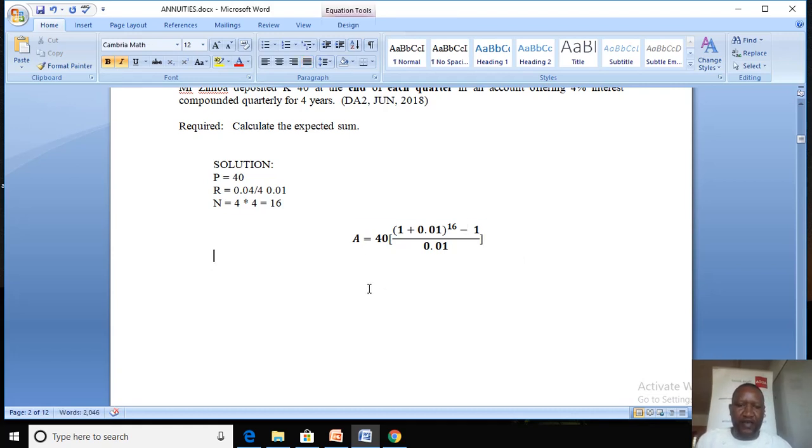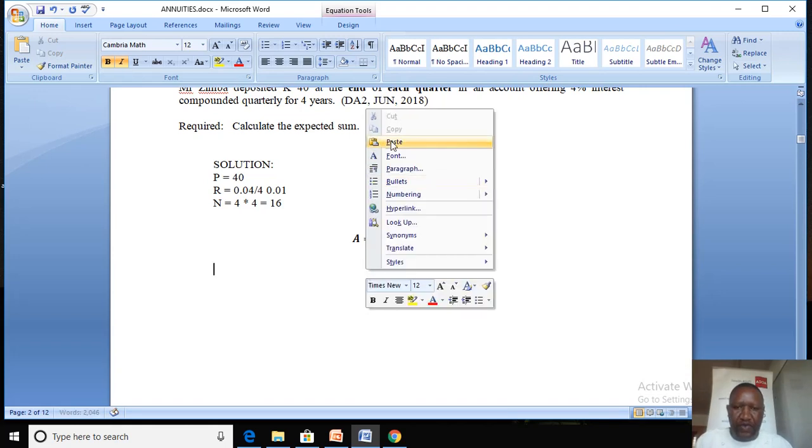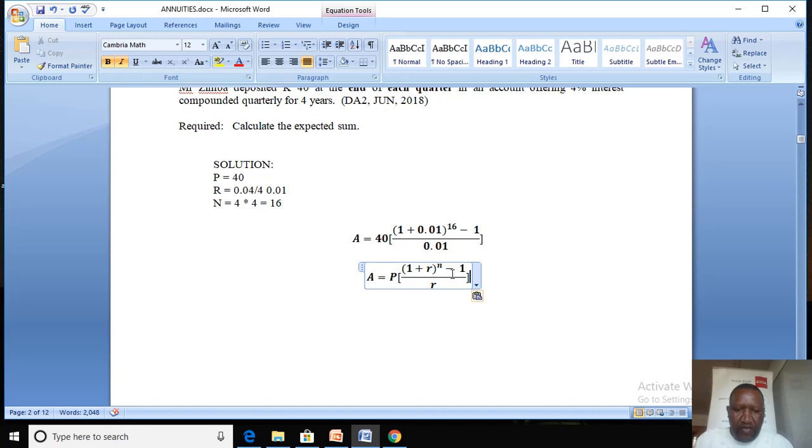So let's calculate how much that will result in. If you tap everything in the calculator, you should have the following figures. Divided by R, you should have 17.26, and your P is 40, of course.